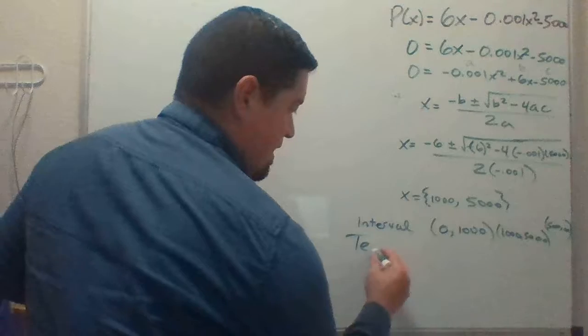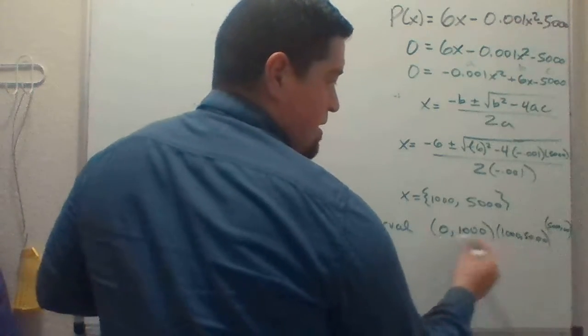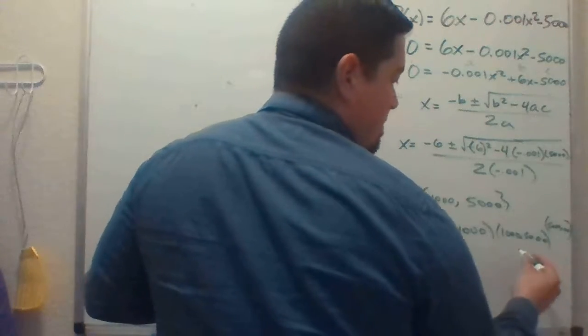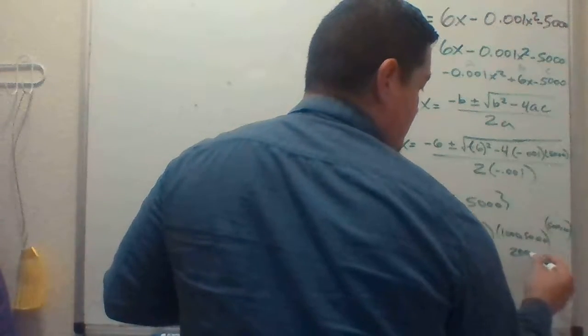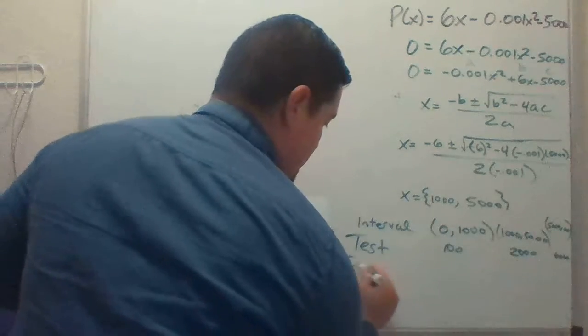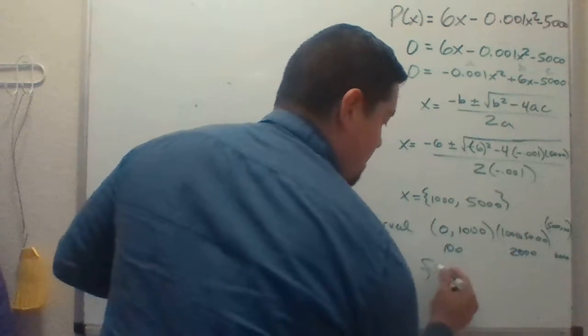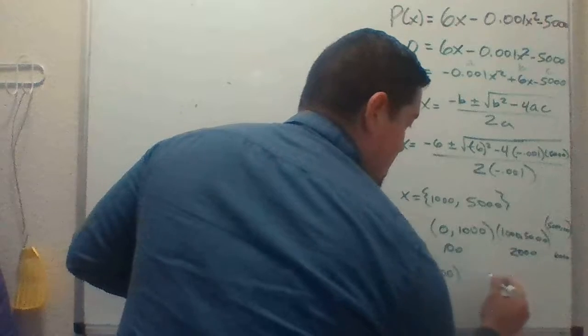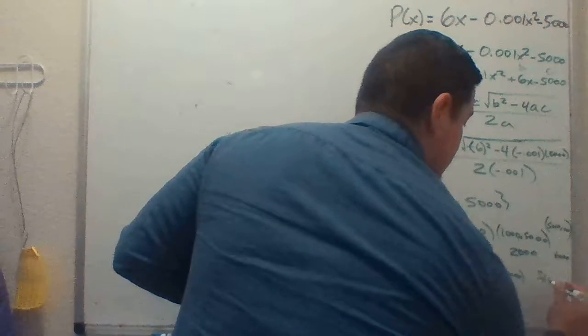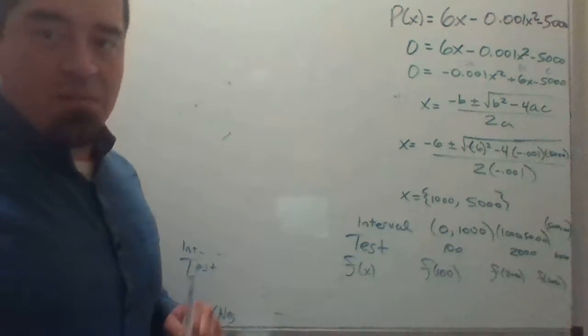We're going to do a test value. I could just pick anything. I'll pick 100. Between 1,000 and 5,000, I could pick 2,000. And between 5,000 and infinity, I could pick 6,000. Now I'm going to plug these numbers in, so I'm going to do f of 100, f of 2,000, and f of 6,000. We'll figure these out and write those.